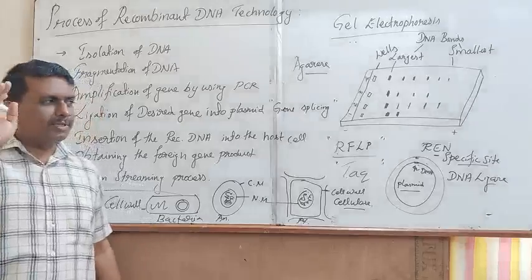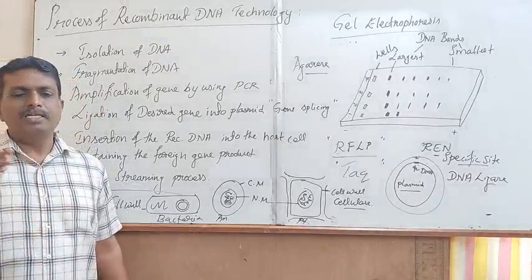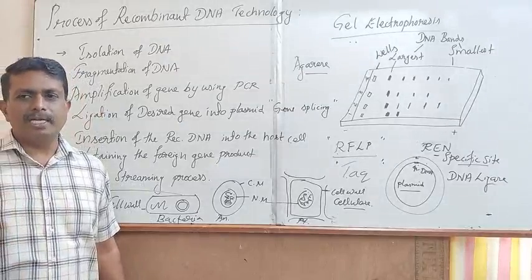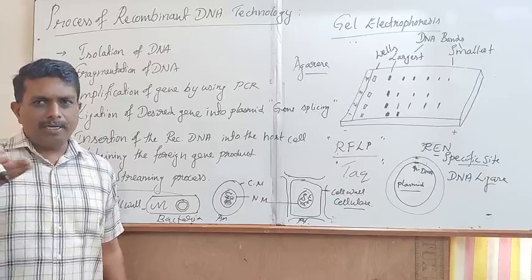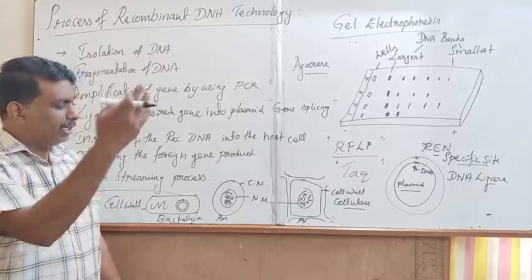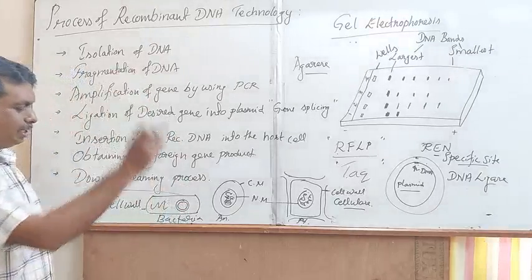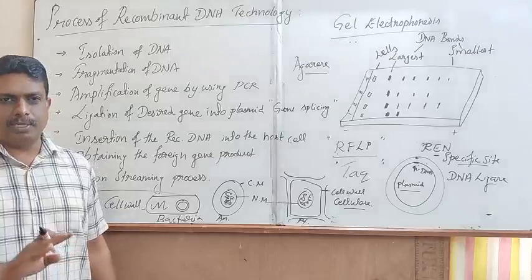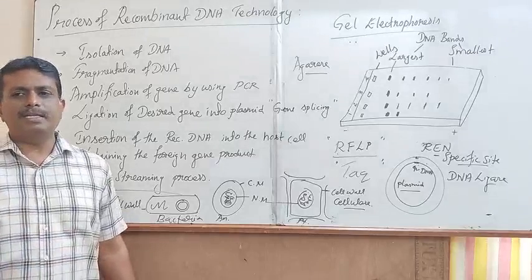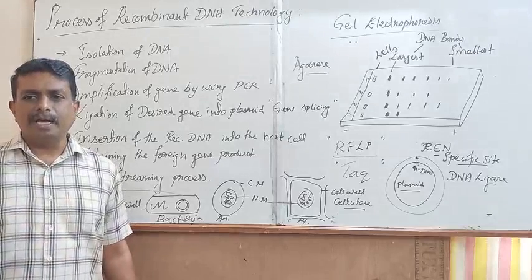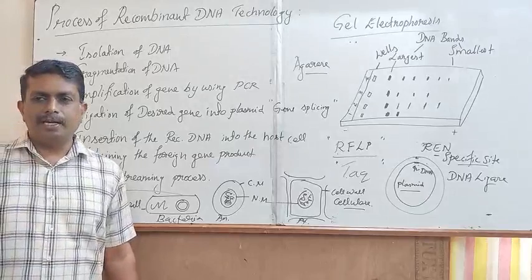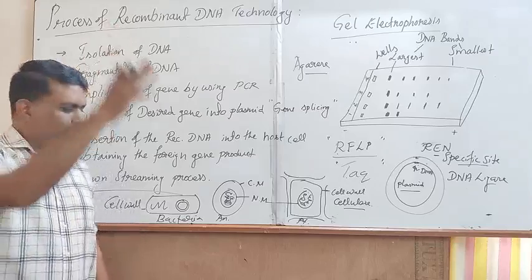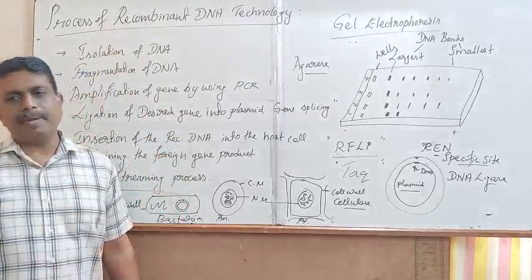As a result of destabilization of the cell wall followed by the increase in the pore size, the recombinant DNA slowly enters into the bacterial cytoplasm, thereby the recombinant DNA slowly enters into the bacteria.